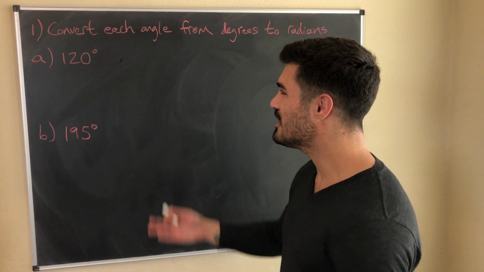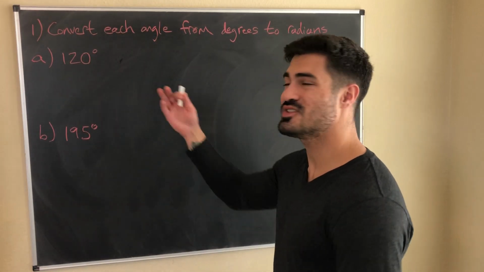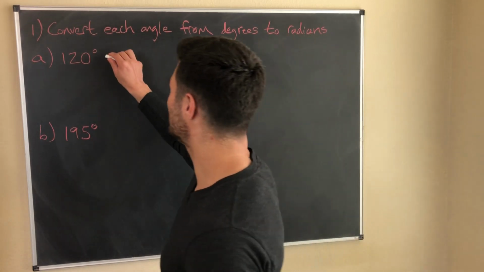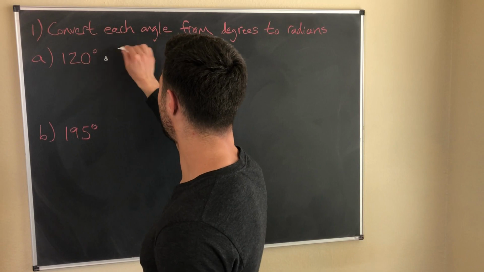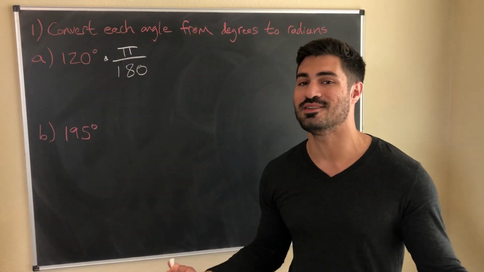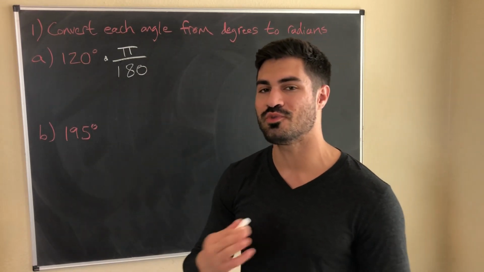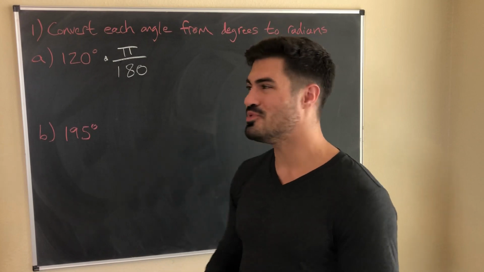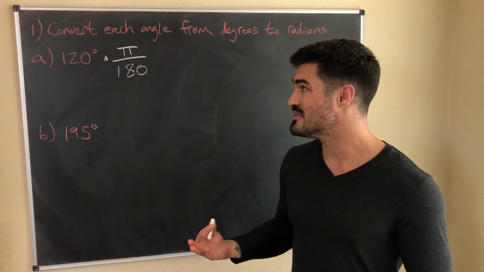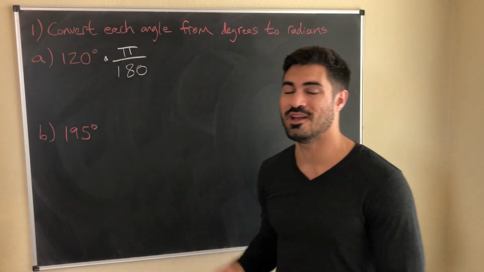So for number 1, we are given these 2 angles in degrees and asked to convert them to radians. This is actually pretty simple. We just multiply by pi over 180. So I'm going to take this 120 degrees and multiply that by pi over 180. And once I simplify this, it will be in radians. Where this pi over 180 comes from is the fact that 2 pi radians equals 360 degrees. We do some manipulating and we get that 1 degree equals pi over 180 radians. Therefore, 120 degrees equals 120 times pi over 180 radians.